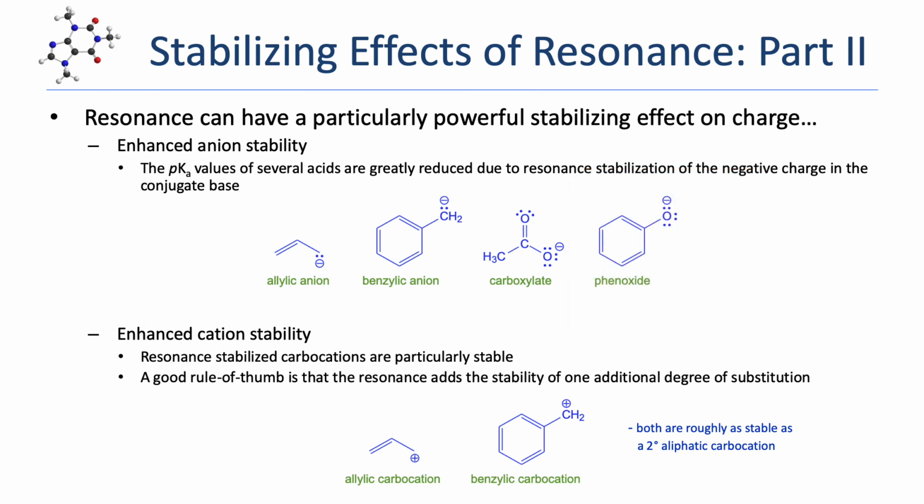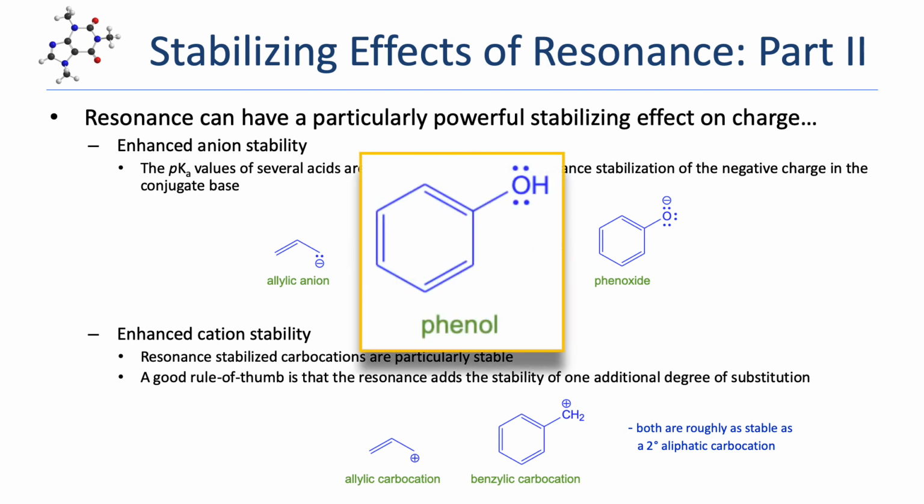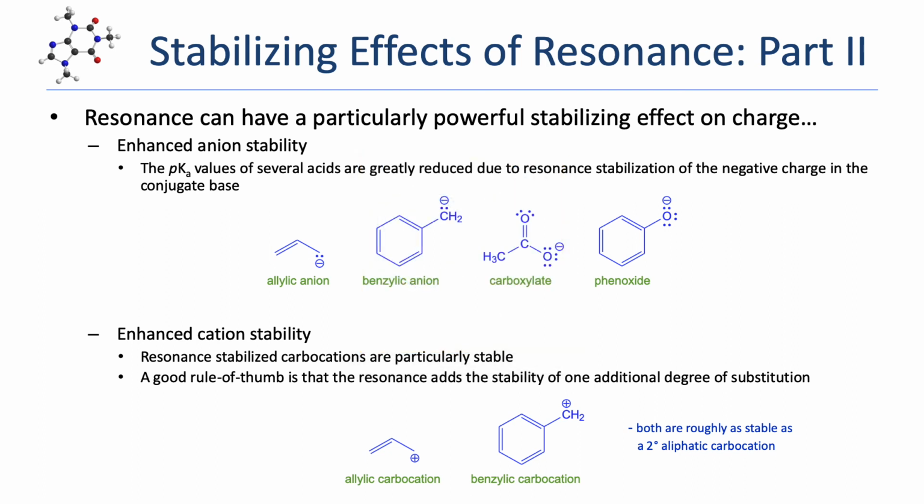A similar effect is seen in a phenoxide. A phenoxide is simply the conjugate base of a hydroxybenzene, also called phenol. But again, because the phenoxide can spread out that negative charge over several atoms, it means that a phenol is considerably more acidic than a similar system that lacks that resonance, something like cyclohexanol.